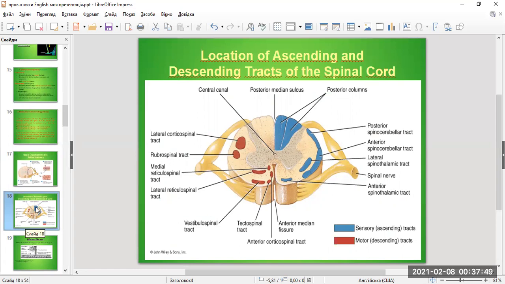In the picture you can see ascending and descending tracts of the spinal cord. Sensory tracts and motor tracts.